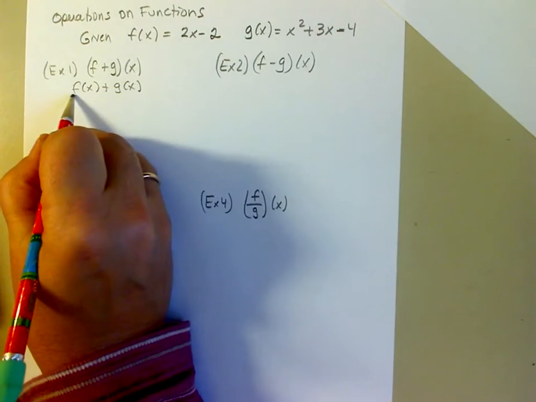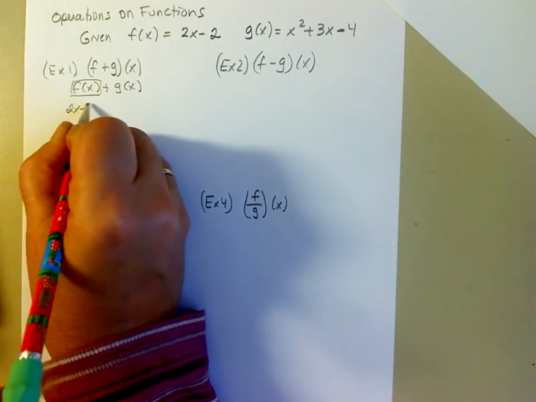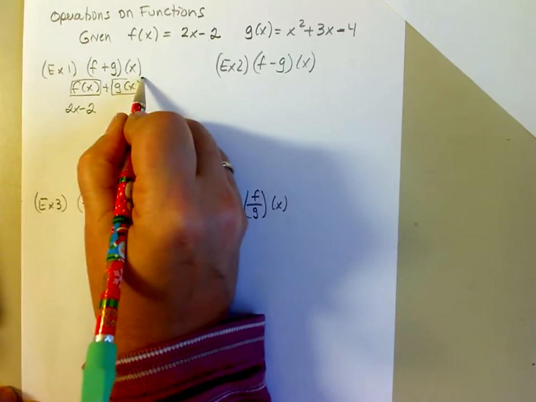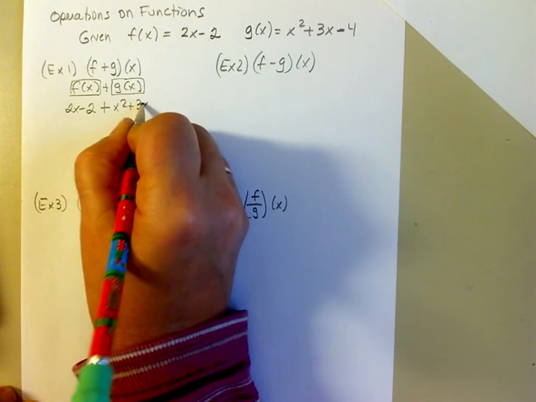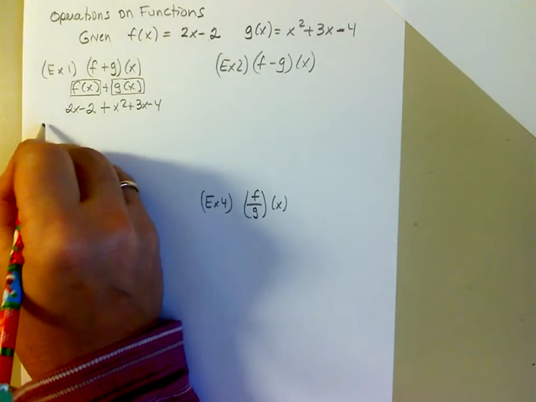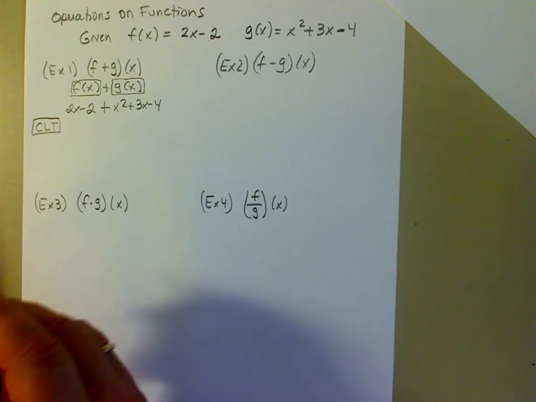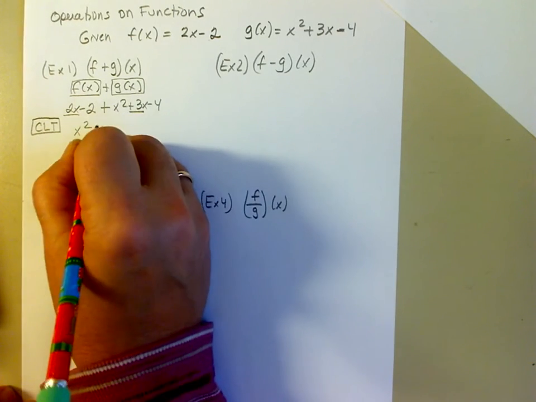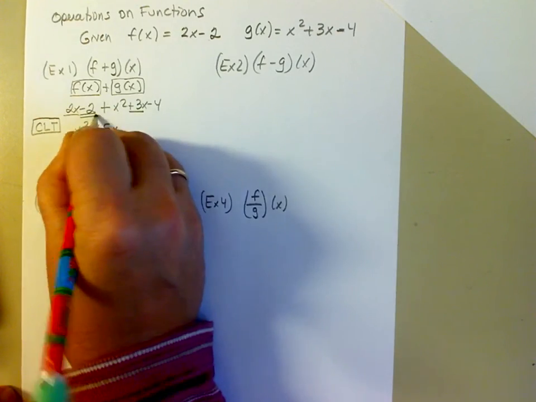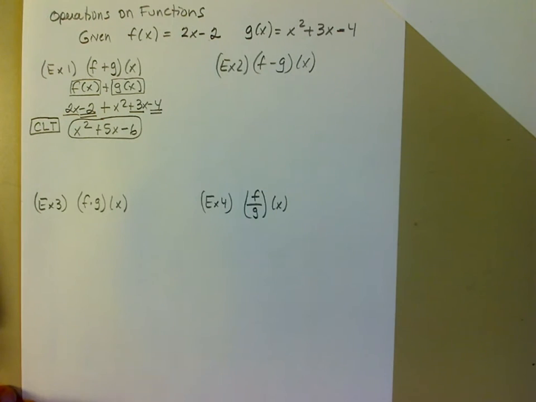All we're now going to do is replace the function f of x with its expression 2x minus 2. Then we're going to take the g of x function and replace it with x squared plus 3x minus 4. The concept now is combining like terms, or CLT. Here we're going to look for all like terms: x squared, 2x and a 3x, negative 2 and a negative 4. The resulting function is a quadratic.